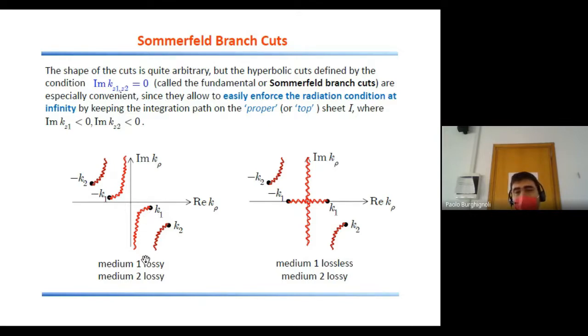If you now remove losses from medium one, which could, for example, be vacuum, what you get is that k1 becomes a real number. So those two hyperbolas in light red degenerate into segments or infinite lines. There are finite segments along the horizontal axis and infinite half lines along the vertical positive and negative imaginary axis. Whereas, since medium two stays lossy, the wave numbers k2 belong to the fourth and second quadrant, and therefore you can see the hyperbolic shape of the result in the associated branch cut. Keep in mind that every time you cross any of those branch cuts, this means that you are changing floor. So you are going to a different Riemann sheet, the topology being the one that was described in the previous slide.